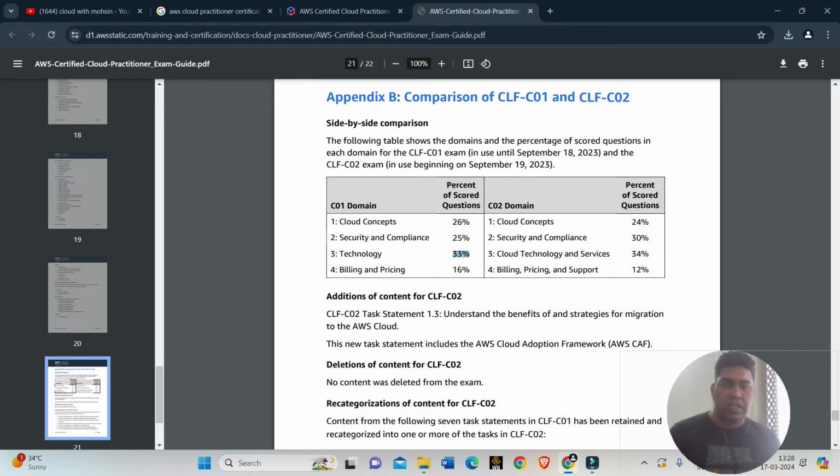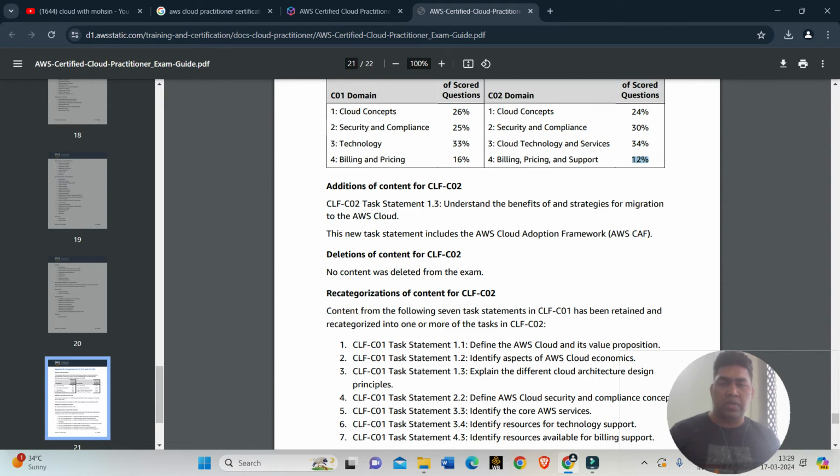Technology remains almost the same, 33% and 34% now. And billing and pricing, as the weightage of this has been reduced in the newer exam, that is C02, from 16% to 12%. Okay, so you can note it down.